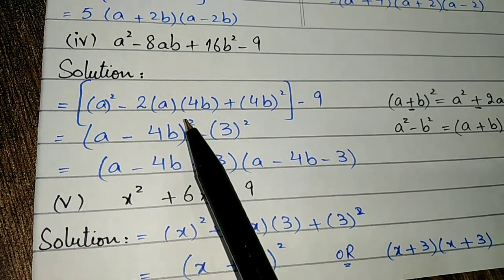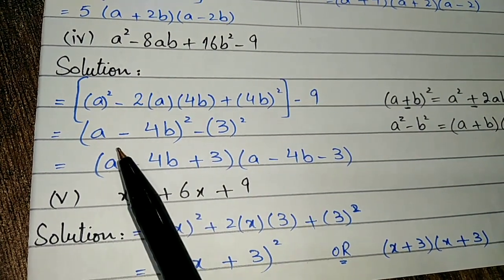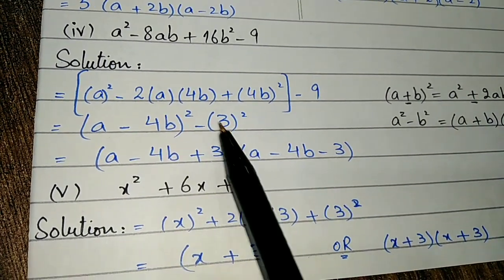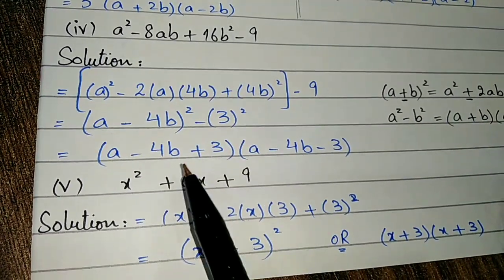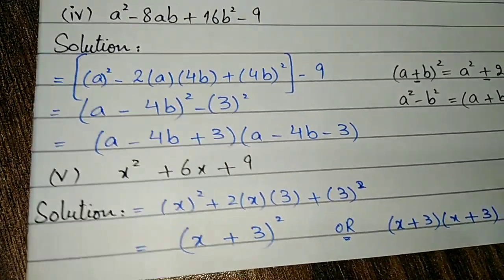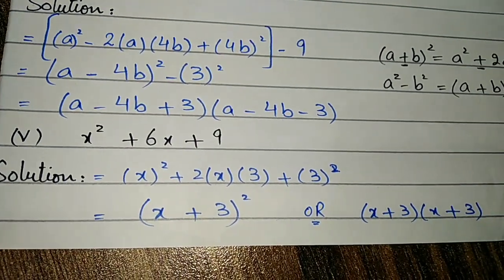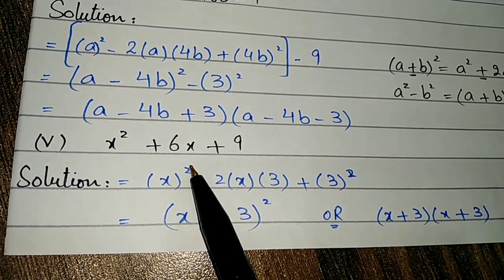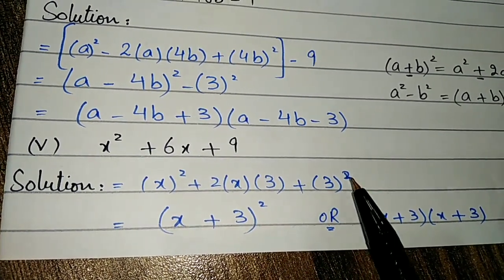Now a square minus b square will be a plus b and a minus b. So a minus 4b plus 3, a minus 4b minus 3 is the required answer. The last part of this question is part number 5, that is x square plus 6x plus 9. X square is the square of x, and 9 can be written as 3 whole square.